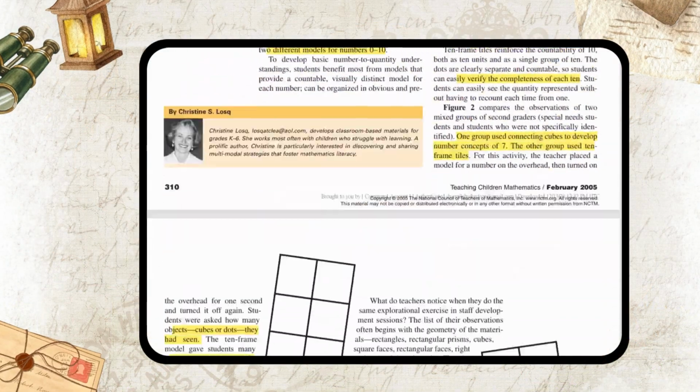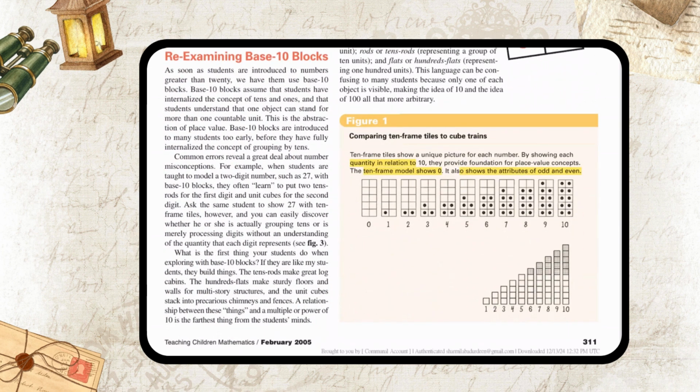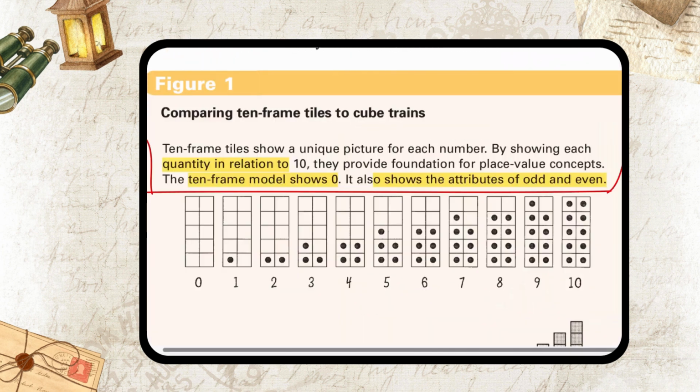According to the National Council of Teachers of Mathematics, 10-frame tiles show a unique picture for each number. By showing each quantity in relation to 10, they provide the foundation for place value concepts. The 10-frame model shows 0. It also shows the attributes of odd and even.